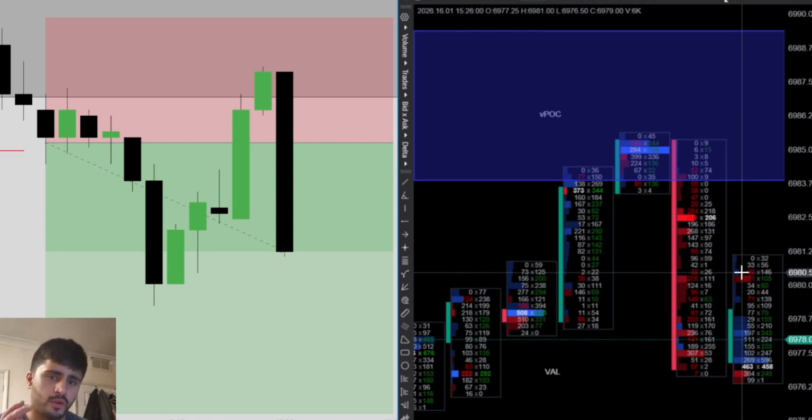Framework, because what you want to focus on is the delta and the delta outliers. That will give you your indication at key levels as to whether the market wants to go long or the market wants to go short.